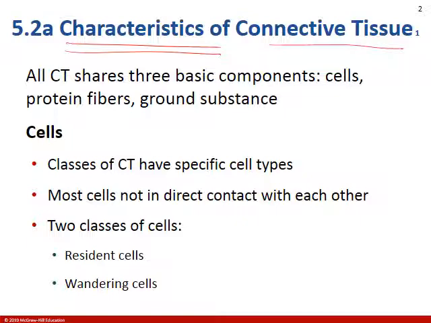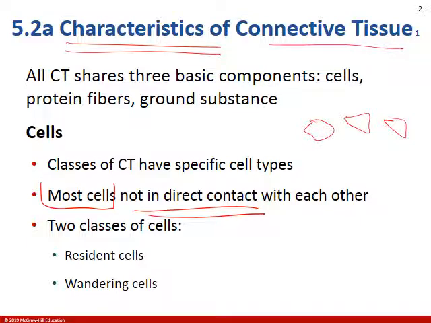So when we talked about epithelial, remember we said there wasn't a lot of space. The cells were closely packed together. There was an apical side and there was a basement membrane side. With connective tissue, you're going to see that most cells are not in direct contact with each other. There's lots of space. So you might see a cell here and a cell here and a cell there and a cell there. And you're going to see some proteins.